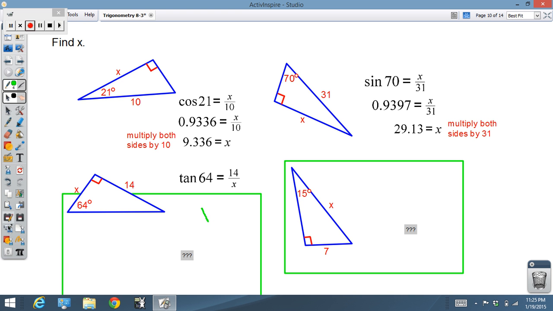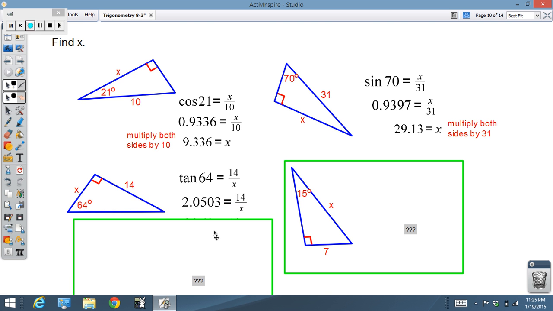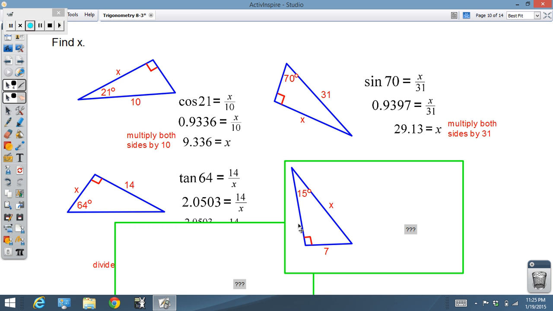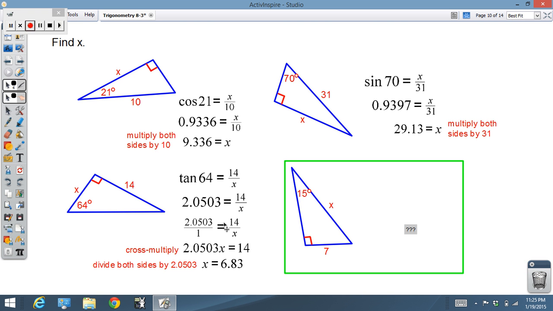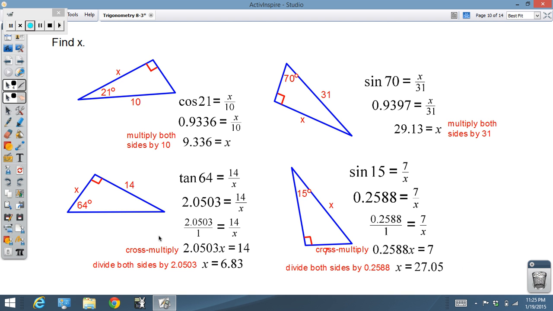Okay, so there's the tangent of 64 from my calculator. Still equals 14 over x. Now here, remember ratios and proportions? That's the way we're going to solve this, okay? We're going to cross multiply to get this, divide by 2.0503, and we get x by itself. Finally, here's our last problem. It's going to use the same kind of thing. You can do it on your own. All right?